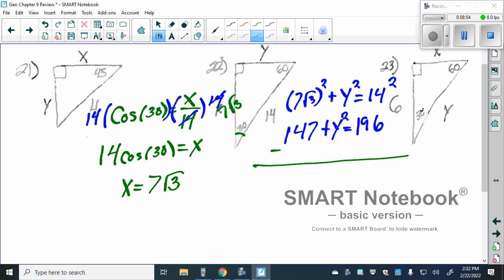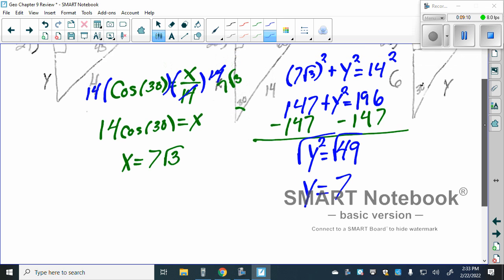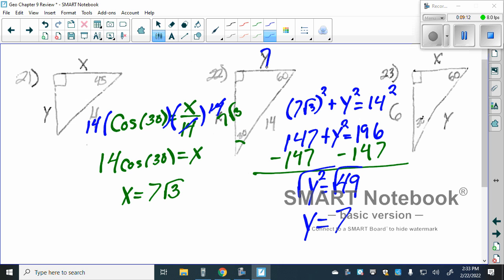Well, at this point here, we can subtract 147 from both sides, telling us that y squared is equal to 49. Square root both sides tells us y is equal to 7, which are the exact same values we found by doing the shortcut. So either method works. It's just figuring out which one you prefer.